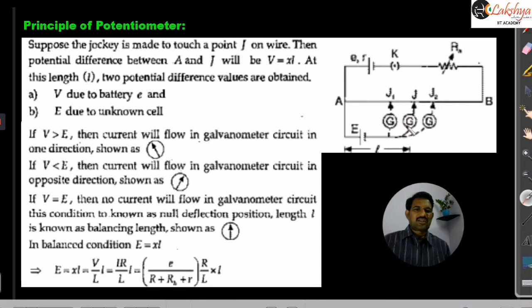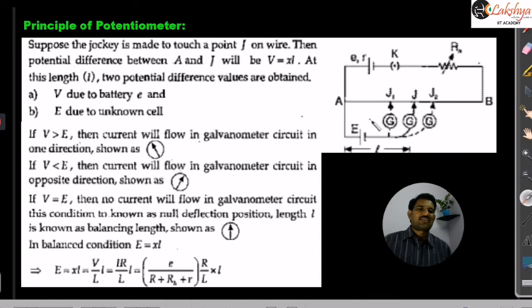Otherwise we need to check these connections again. Any loose contacts may be there or any wrong connections may be there. Then we press the jockey at the different points here. Suppose now we are getting the null deflection at the point J, when the jockey is at the point J, and L is the length, the distance between A and J here.